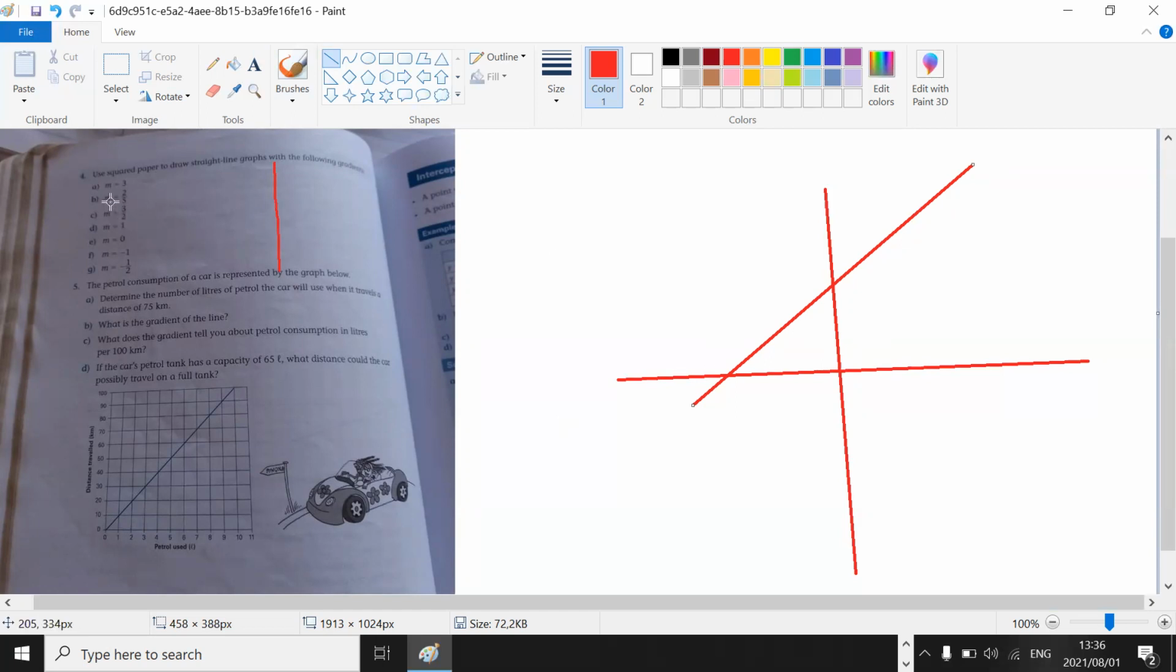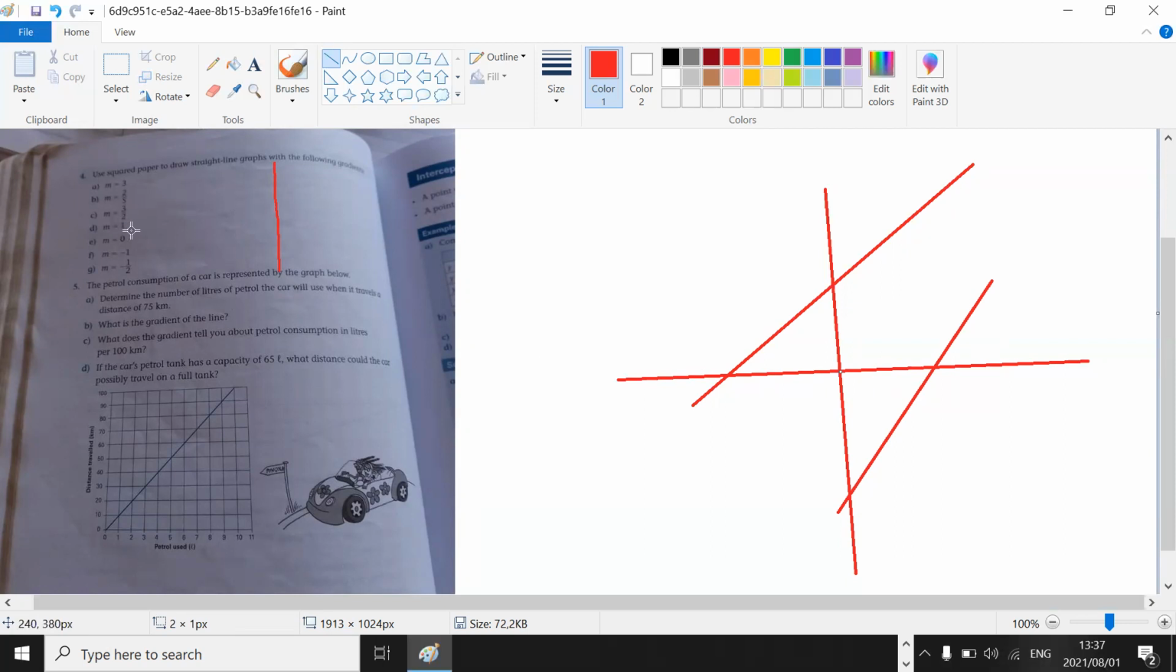Therefore, this graph must be above the x-axis. But now, if it is less than 1, like what we have on number B, 2 over 5, which is 0 point something, that is less than 1. If it is less than 1, then it must be below the x-axis. Like here, you see, we have an origin here. Then you must draw it below the x-axis, like what we have here. So that is how you're supposed to answer question number B.